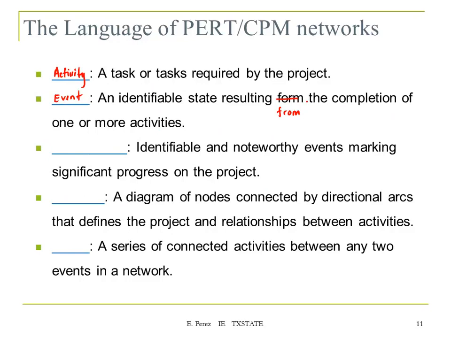Then we have milestones. These are identifiable and noteworthy events making significant progress on the project. These are more high-level events. For example, if I'm building a house, the foundation is a milestone, the walls are another milestone, the roof is going to be another milestone, and so on. The next one is the network.